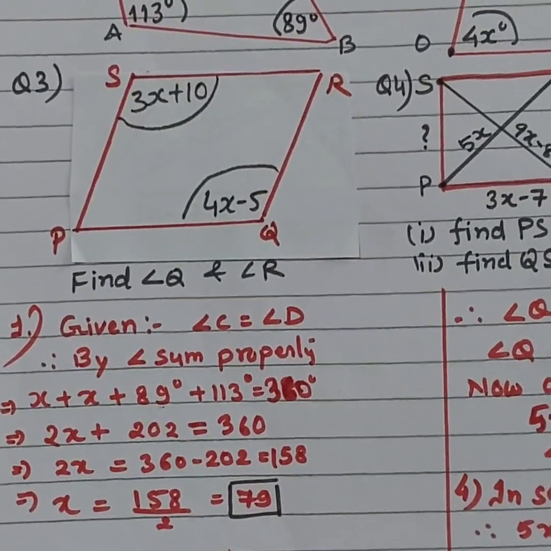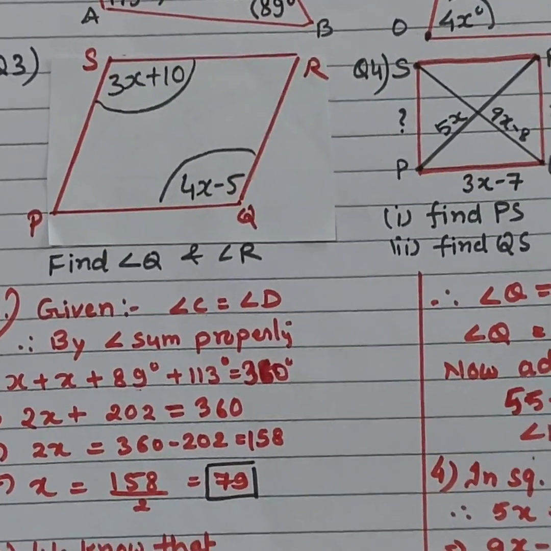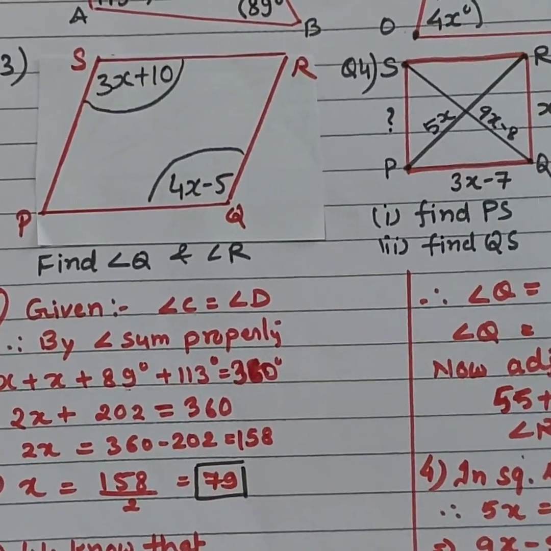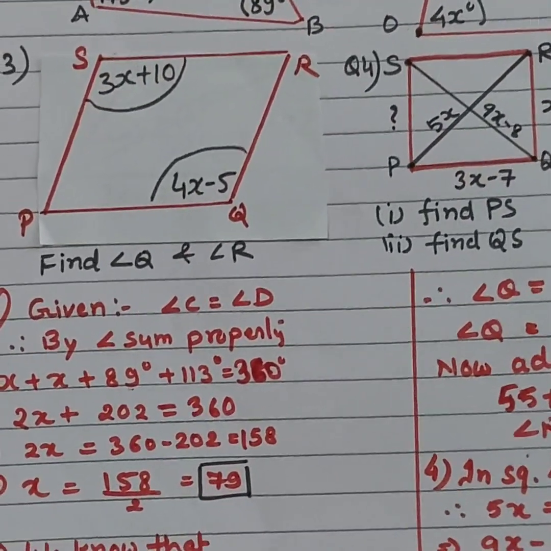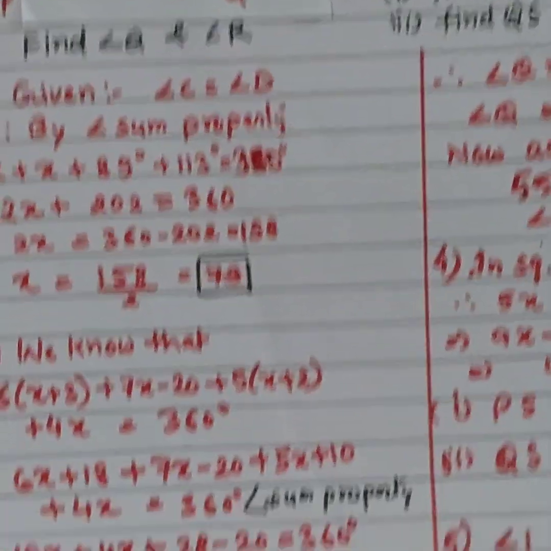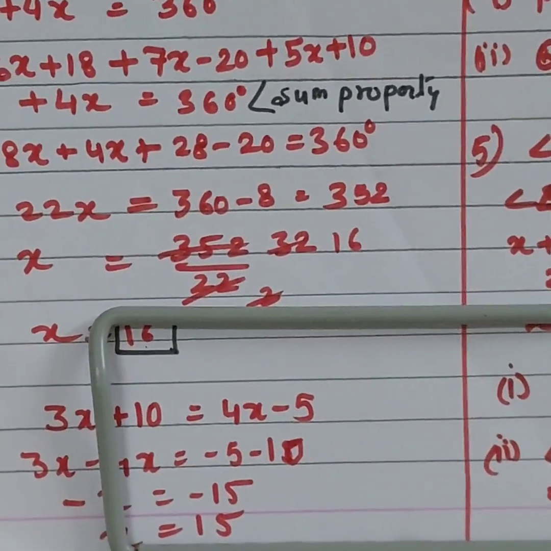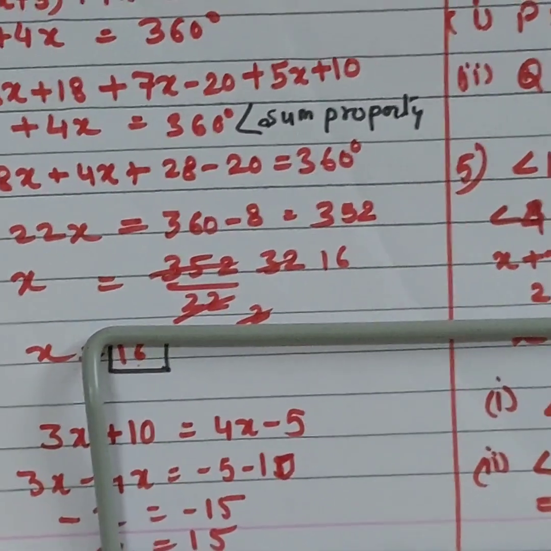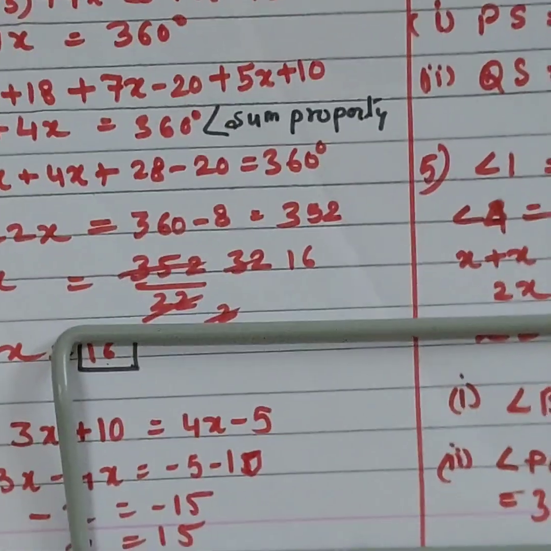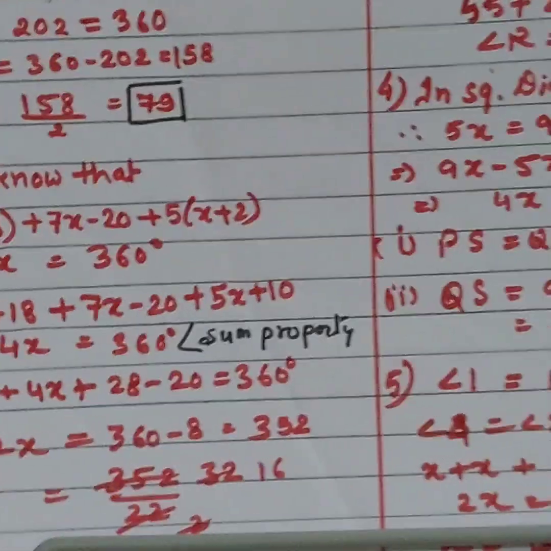Now see the third question, it is given angle S and angle R, angle Q. That's why I told you that you have to imagine the figure PQRS. Correctly, if you will draw, then you can say that opposite angles are equal. So hence you can write 3x plus 10 equals to 4x minus 5. So 3x minus 4x equals to minus 5 minus 10. Plus 10 will be changed into minus 10. So minus x equals to minus 15. So x equals to 15.